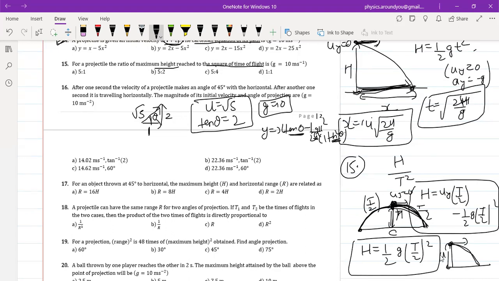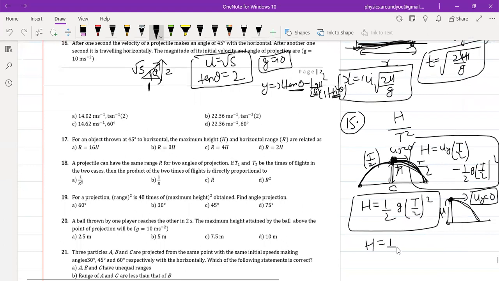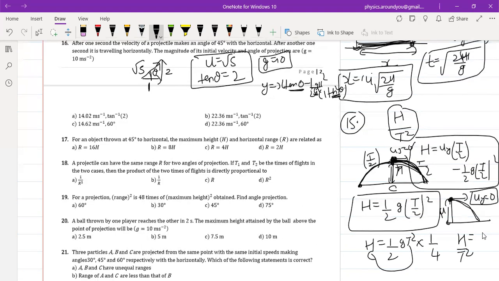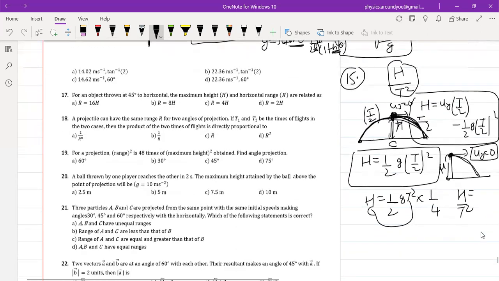And what is the initial velocity at this point along the y direction? Initial velocity is simply 0. So h is equal to half g into (t by 2) whole square. What this tells me is half g, t square into 1 by 4. I just need the value of h by t square. So if I take t square to the other side, h by t square shall be equal to g by 8. And what is g by 8? G by 8 would be 10 by 8. 10 by 8 is 5 by 4.